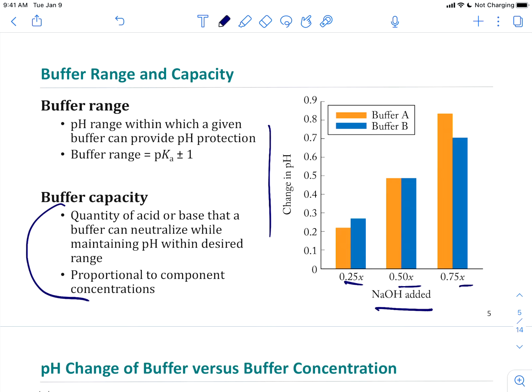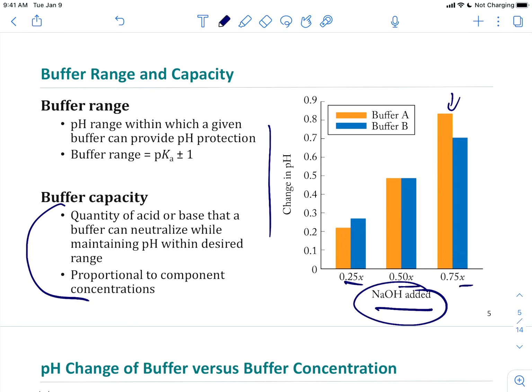The higher the concentration, I forget exactly what this notation is in the books with the 75x, 50x, but this is basically the higher concentration. Oh no, this is the lower concentration. Buffer A, buffer B. This is the sodium hydroxide added.